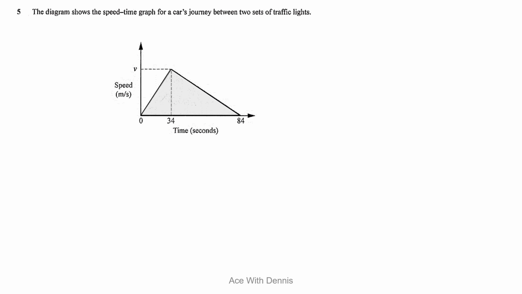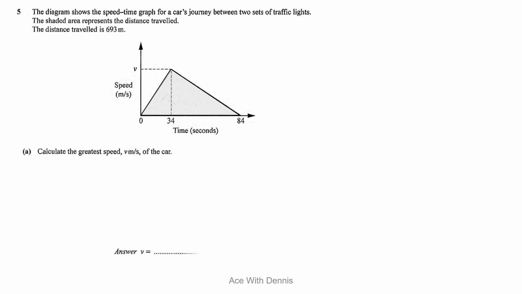Question 5. The diagram shows the speed time graph for a car's journey between two sets of traffic lights. The shaded area represents the distance traveled. The distance traveled is 693 meters. Question A. Calculate the greatest speed, v meters per second, of the car. 1 mark.